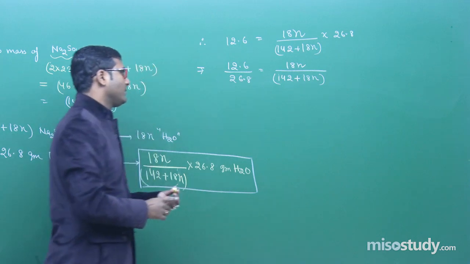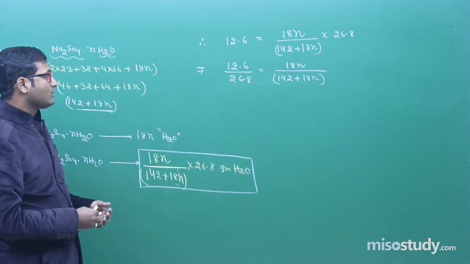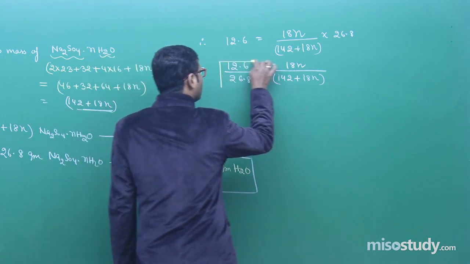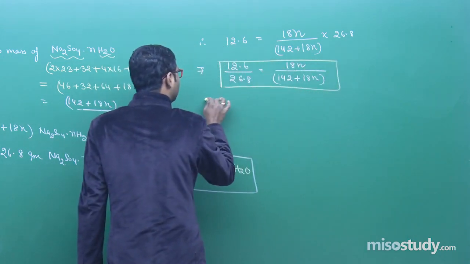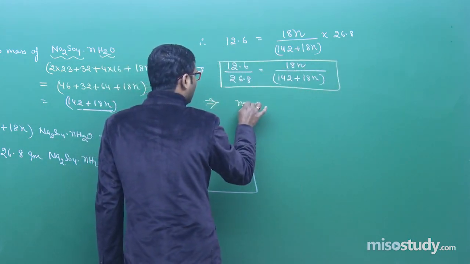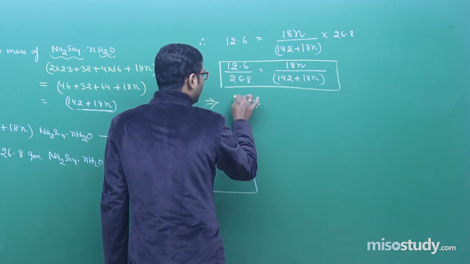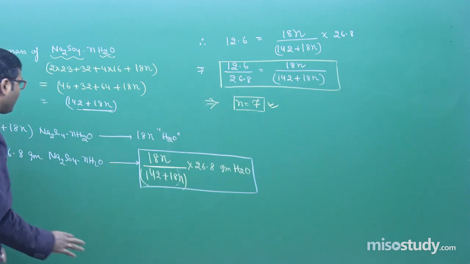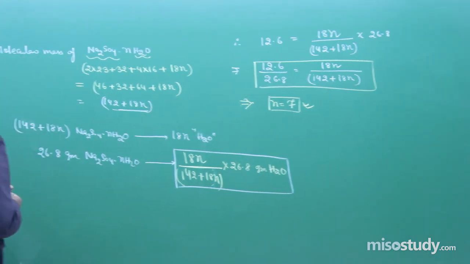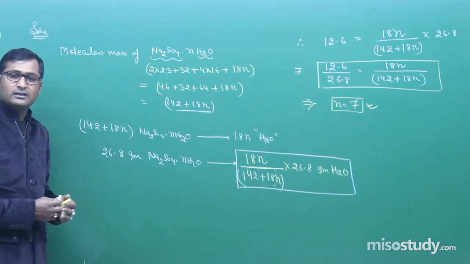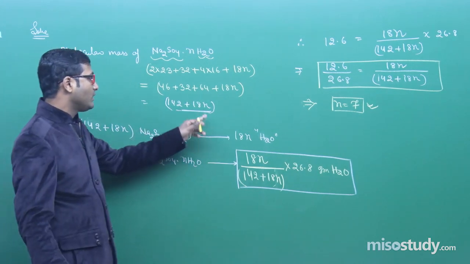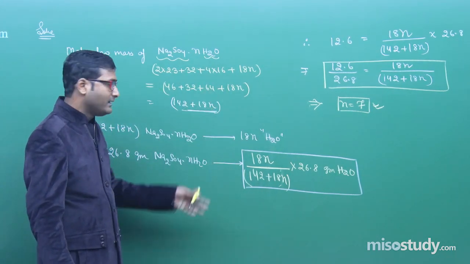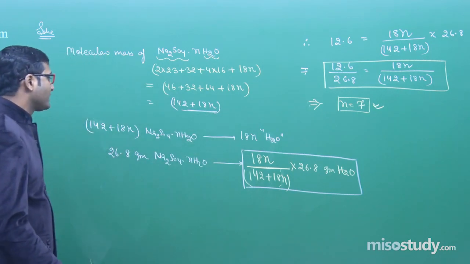Now, you estimate the question. If you estimate the question, you will get the answer. You can easily solve this expression for N. And what is the value of N here? The value of N is equal to 7. Do you have any problem? Look at what I have done. First of all, find the molecular mass. The molecular mass is 142 plus 18N. We do not know the value of N, therefore I have written 142 plus 18N.